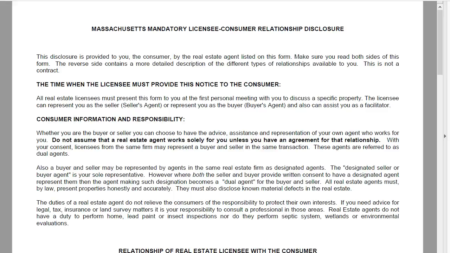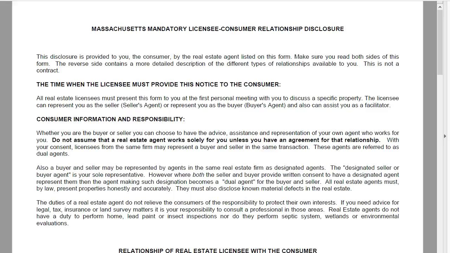It's very right on point in terms of this lesson that we've been talking about today, especially all your fiduciary responsibilities. This is actually a 2-page form. It comes with this page and with a second page, which we'll talk about in just a second. Some of the words on the second page are going to sound very familiar to what we spoke about when we spoke about the old car relationship. So this disclosure is provided to you, the consumer, by the real estate agent listed on this form. Make sure you read both sides of this form.